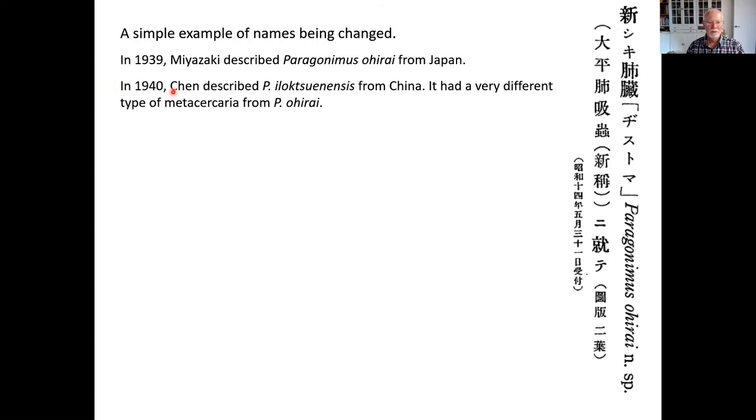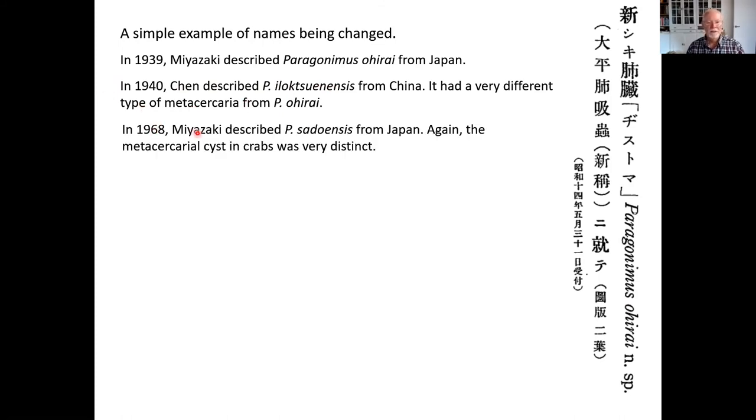In China, somebody called Chen Xingtao described Paragonimus iloktsuenensis. It had a very different type of metacercaria. And then later, Miyazaki described Paragonimus sadoensis, again from Japan, again with a different kind of metacercaria. These are the three kinds of metacercarial cysts that I showed you in that earlier slide. Some of the early genetic studies, allozyme studies, suggested there was little difference between the three species. These were studies done in the 1970s and 80s. If you don't know what allozymes are, I don't have time to explain them now, but I could in a future lecture.